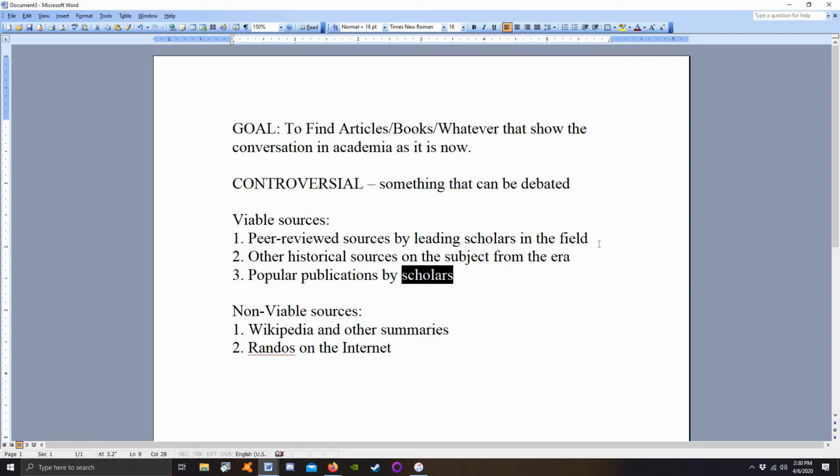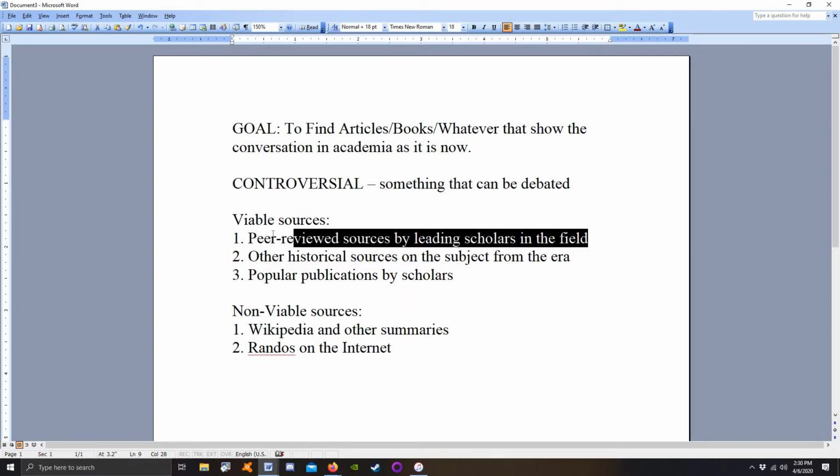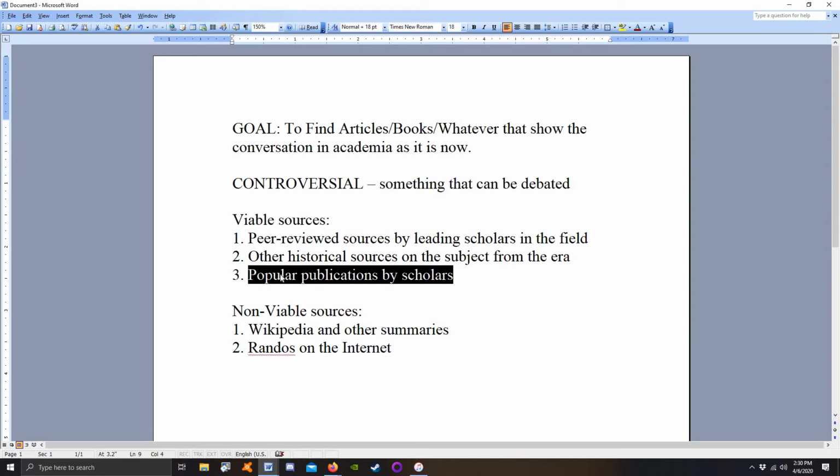I don't recommend it, certainly not in comparison to peer-reviewed sources by leading scholars in the field, but nonetheless, popular publications, they work. You can use them as your sources. I wouldn't rely on them exclusively. If you can avoid them, do it, but they'll work, especially under the circumstances.